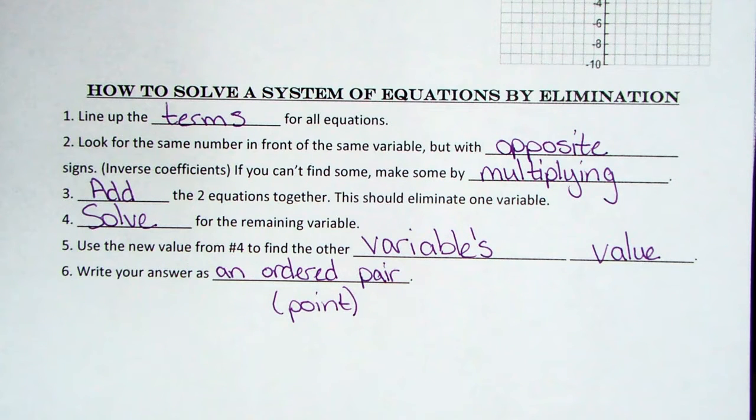The first step is that we have to line up our terms for all equations. So x is on top of x's, y is on top of y's. Then we will have to look to find the same number in front of the same variable, and we want opposite signs. That's inverse coefficients. And if we can't find some, we'll have to multiply to make them. Then you'll add the two equations together. That will eliminate one of the variables. Finish solving for the remaining variable and plug that number in to find the other variable's value. And of course, write your answer as a point.